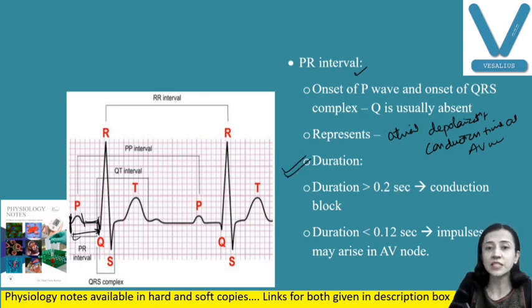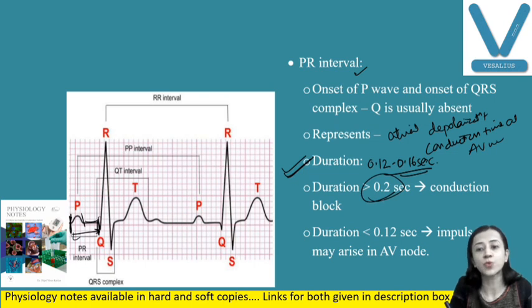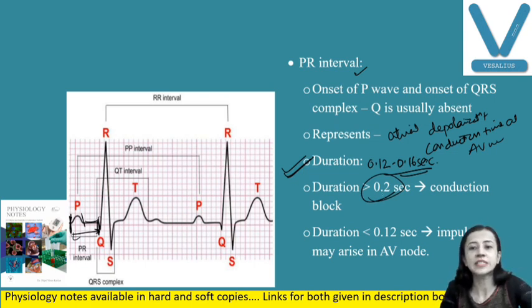Duration, a very important thing, comes here. Try to remember the duration is 0.12 to 0.16 seconds. It should never be more than 0.2 seconds. When it is more than 0.2 seconds, it denotes conduction block. It indicates there is blockage in the conduction. And if it is less than 0.12 second, very low, it denotes that impulses arise from the AV node.